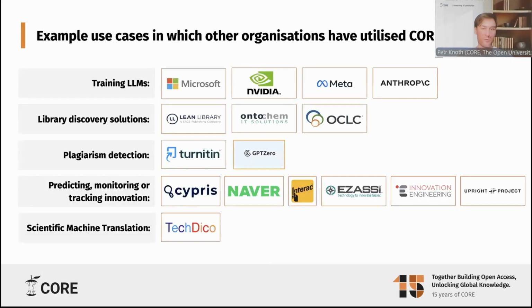And finally, I just want to give you a quick overview of some of the areas for which the CORE data are being used. We have clients such as Microsoft, NVIDIA, Meta, Anthropic. These are clients who are using the CORE corpus to build and improve large language models. There are some library discovery solutions that rely on CORE. There are also plagiarism detection tools. We've been working for a very long time with Turnitin. Many of you might know this. They have a tool called Authenticate.